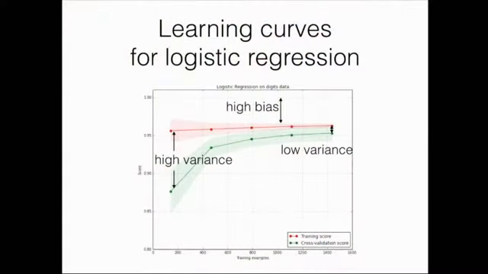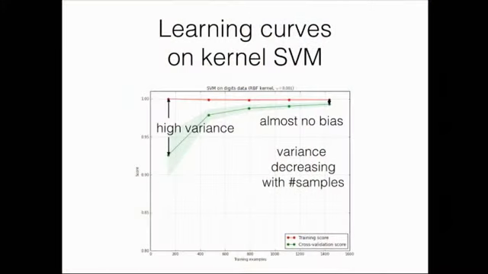So instead, you could switch to a different model that has less bias. For instance, a kernel support vector machine on the same data. You can see that this time, the training score is close to 100% accuracy. So in that case, you can add more samples to reduce the variance, to reduce overfitting, and you don't suffer from bias in that case, from underfitting.